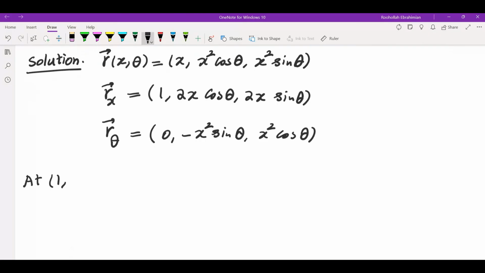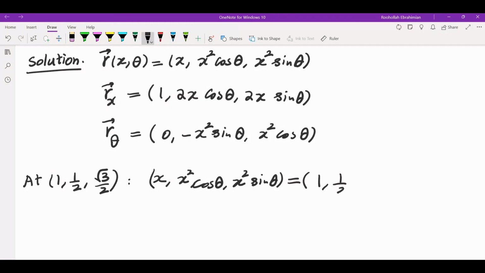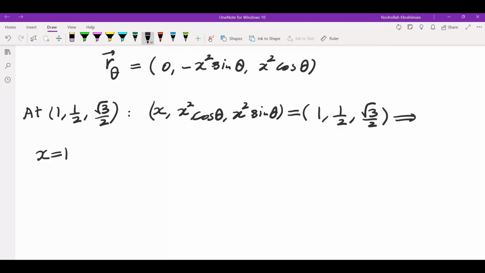So at (1, 1/2, root 3 over 2), we get x, x squared cosine theta, x squared sine theta is equal to (1, 1/2, root 3 over 2). And what does that give us? That tells us x is equal to 1. So if you look at the first components, they're x and 1. The second component is x squared cosine theta and 1/2. So that means cosine of theta is 1/2. And the last component is x squared sine of theta, which is root 3 over 2. So sine of theta is root 3 over 2.